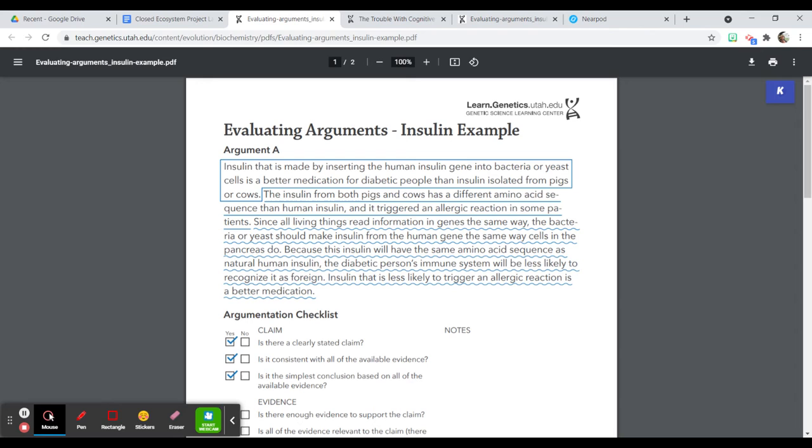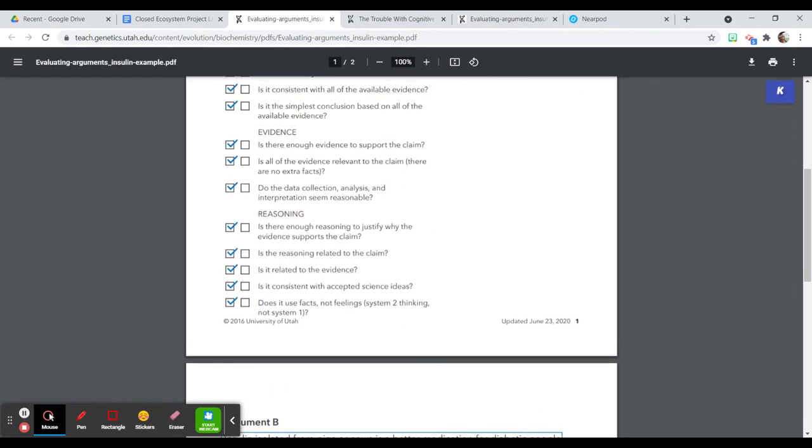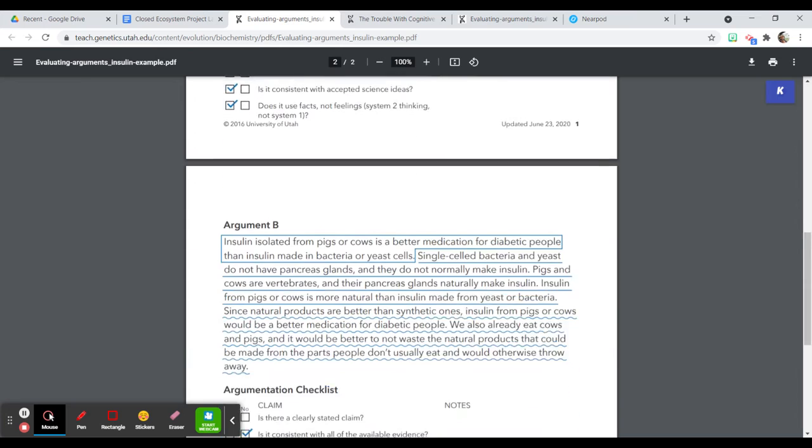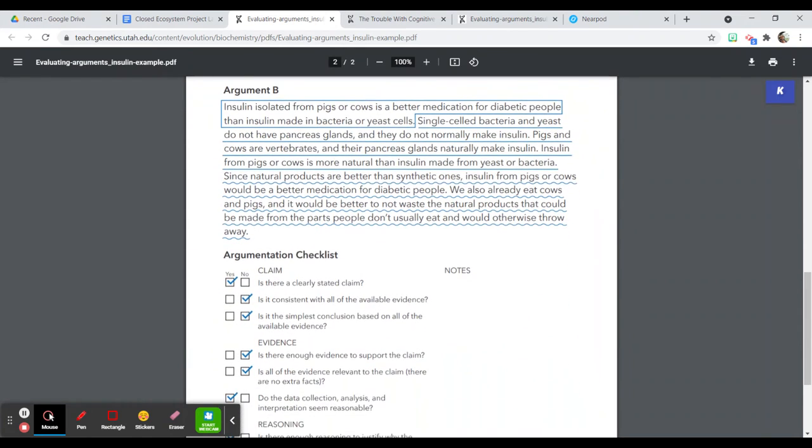Again, this one is based on facts and not feelings. They were using their systems thinking. This student was able to produce a well-written claim. So every box checks off yes. Now, let's look at student B's argument.